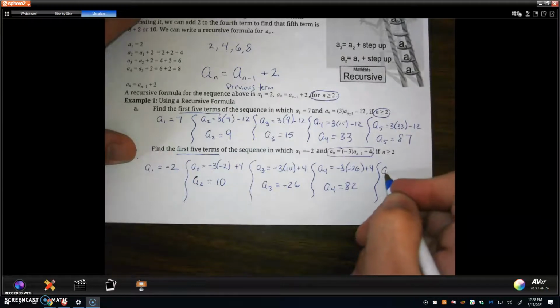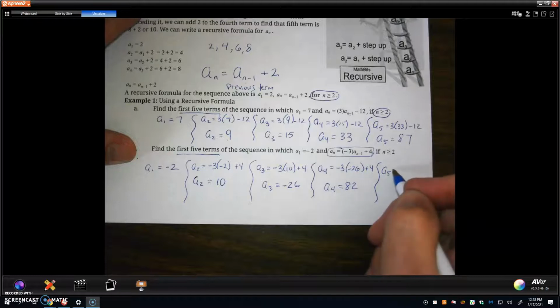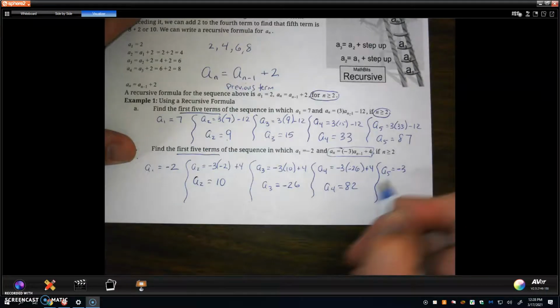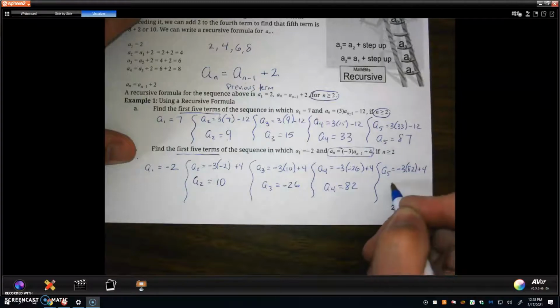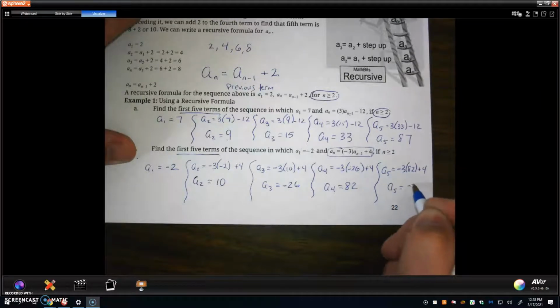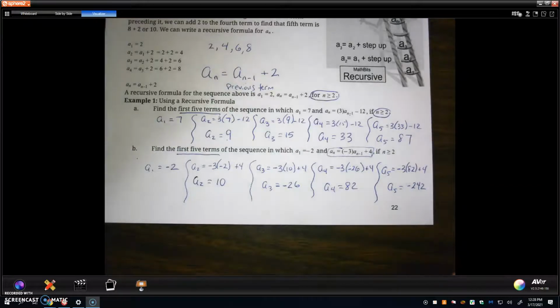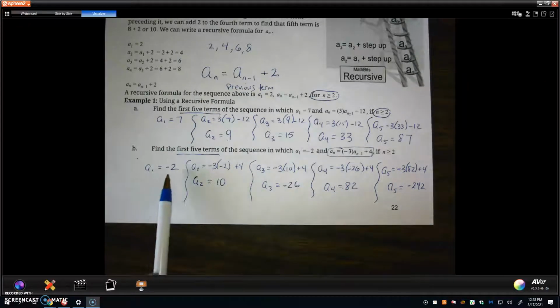And then we have a sub 5. We're going to take negative 3 times the previous term, which is 82. And then add 4. And that would be negative 242. So again, for the fifth term, we use the fourth term answer. For the fourth term, we use the third term answer, and it just keeps going. So our sequence here is negative 2, positive 10, negative 26, positive 82, and negative 242.